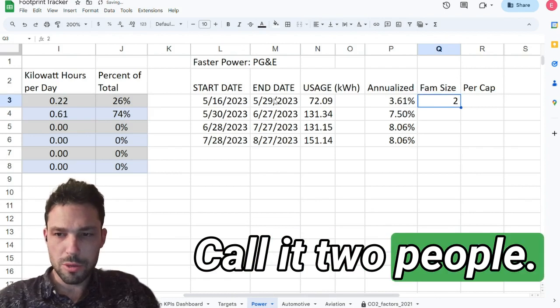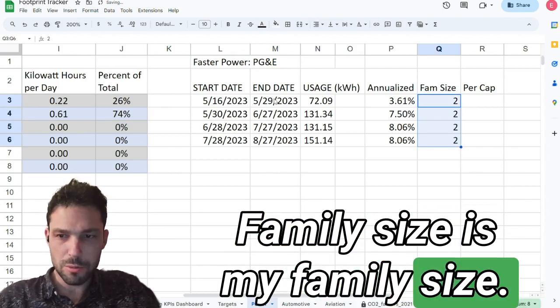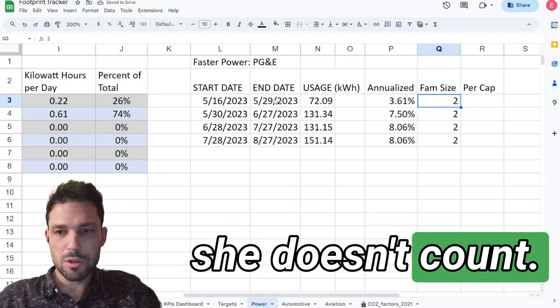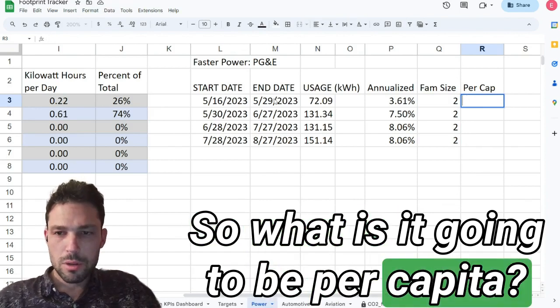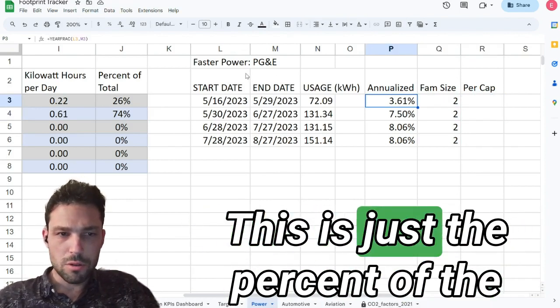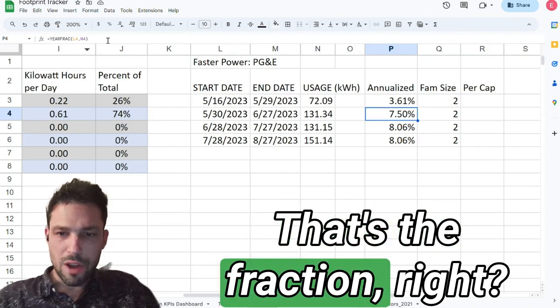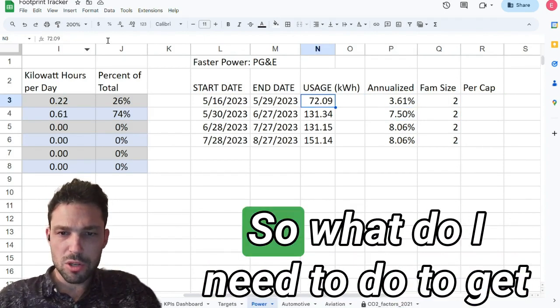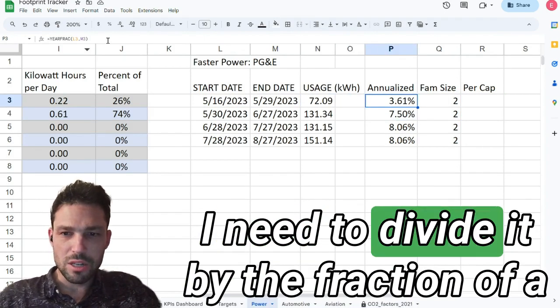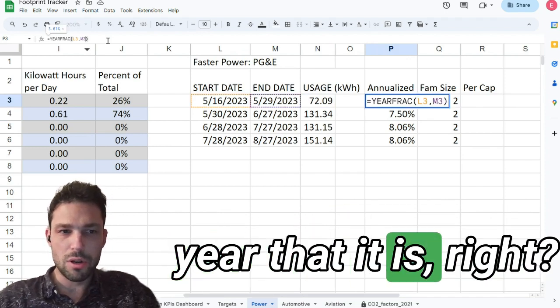Call it 2 people. Family size. My family size. Dog, but she doesn't count. What per capita? Oh, this isn't done here. This is just percent of the year. I need, that's the fraction, right? So I use this much. So what do I need to do to annualize it? I need to divide it by the fraction of a year that it is, right?